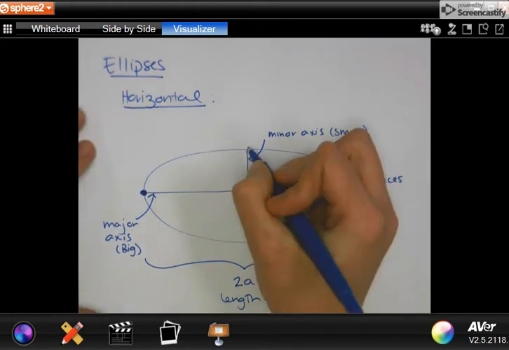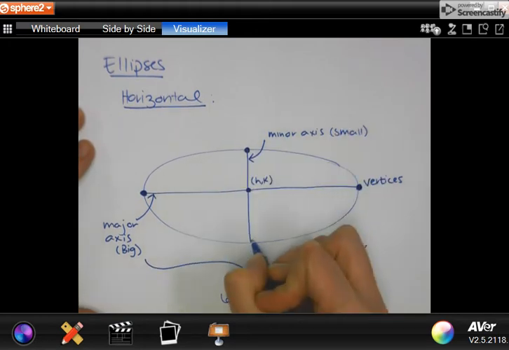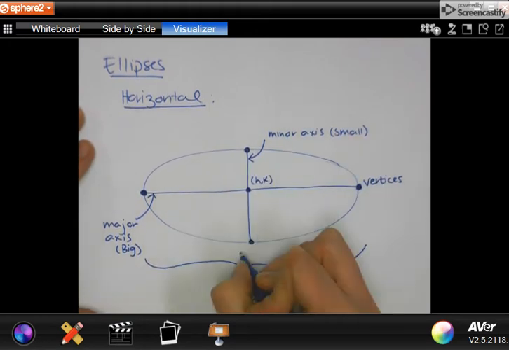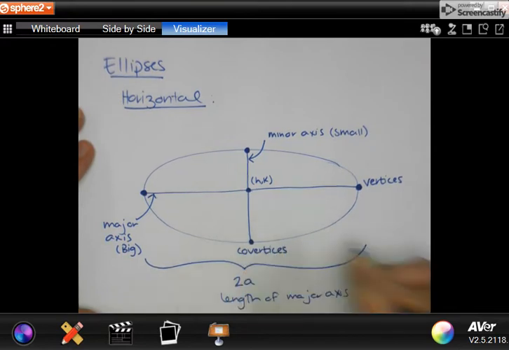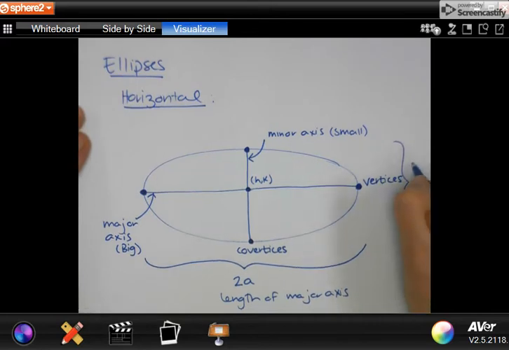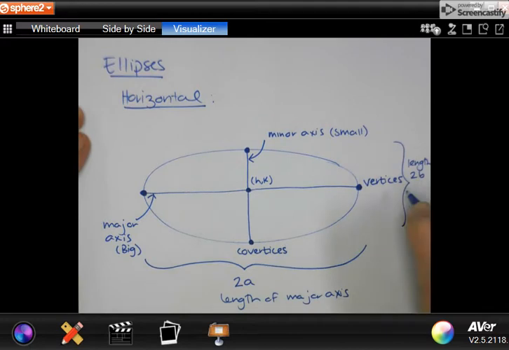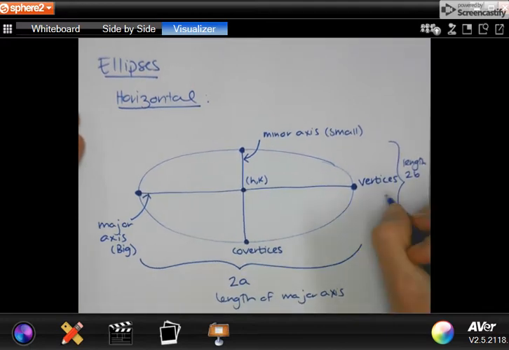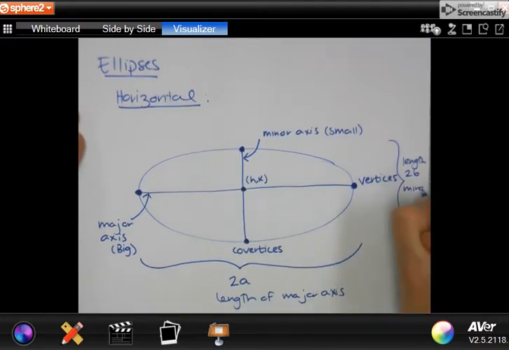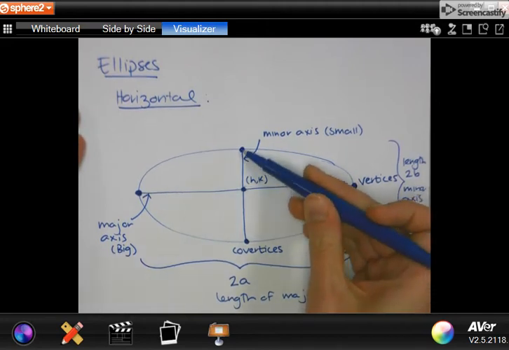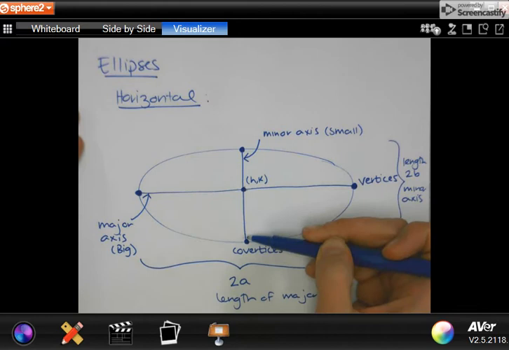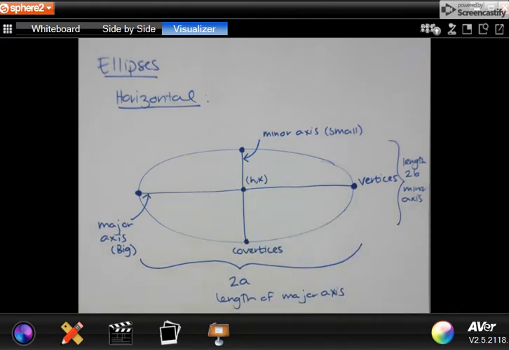The minor axis has what we call the co-vertices. And the minor axis, which is the shorter of the two, has a length of 2b. So that means from the center to each co-vertex is a distance of b.